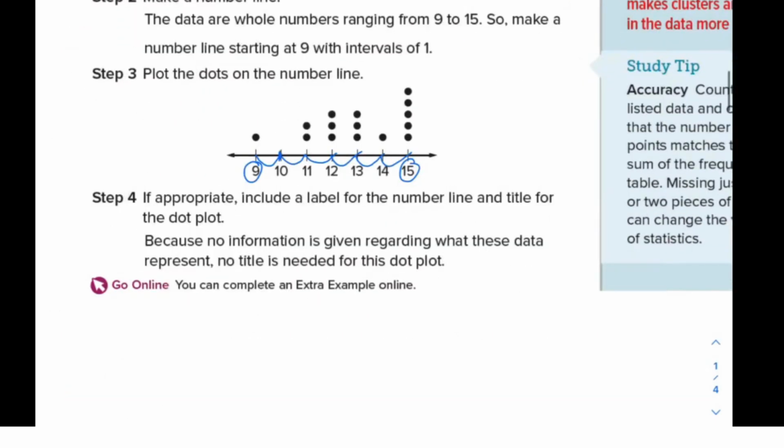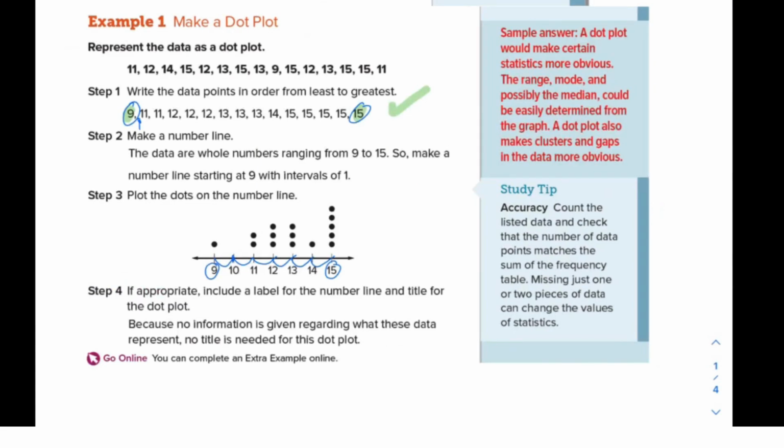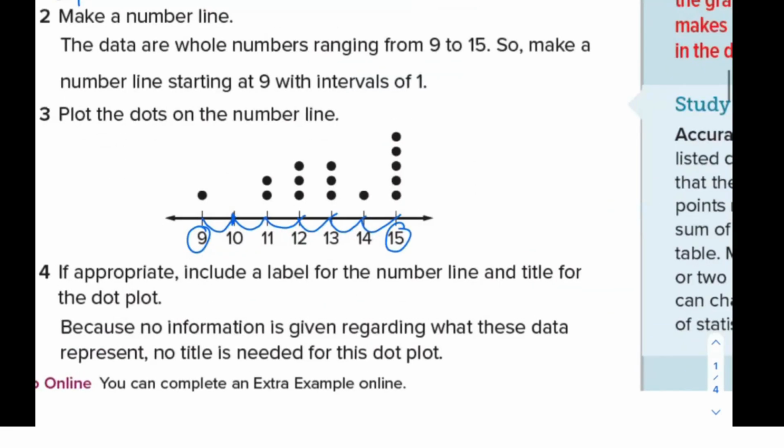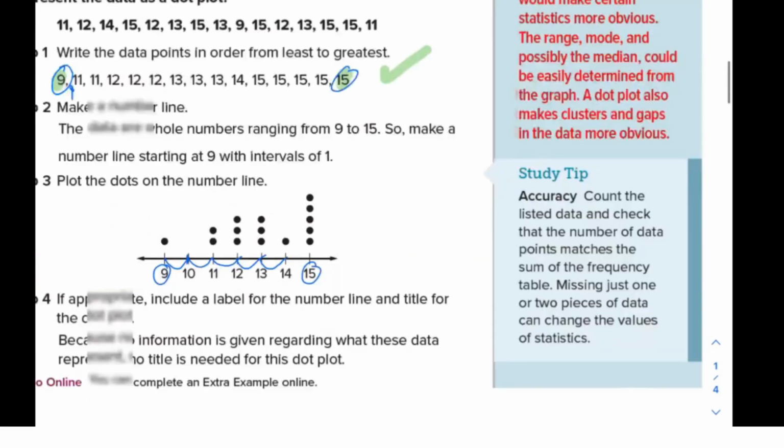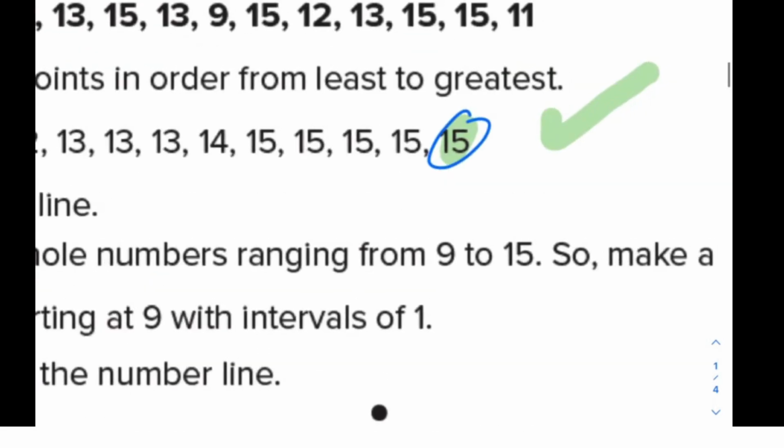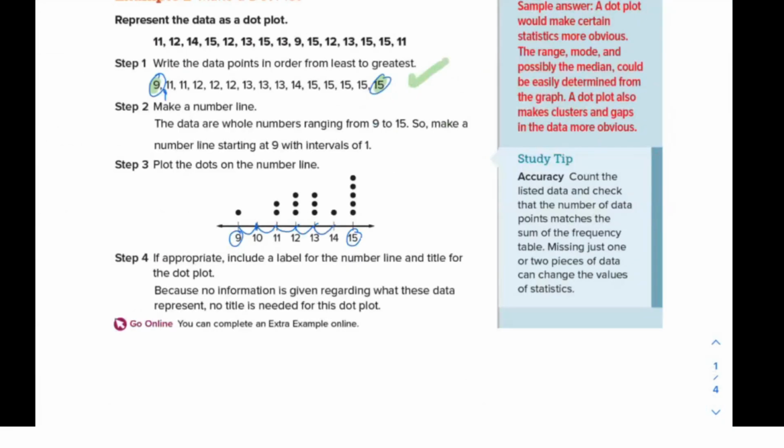And then we can include a label. For example, if we know what this data shows, or what it represents, we can say this is number of students, or scores of students. Then we will have an idea about which number is repeated. For example, we can count here: 1, 2, 3, 4, 5 fifteens, and actually this is okay. As you see, it's a good organization of data and makes clusters and gaps more obvious.